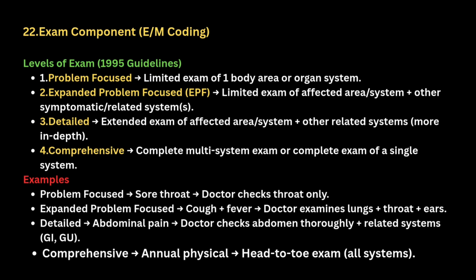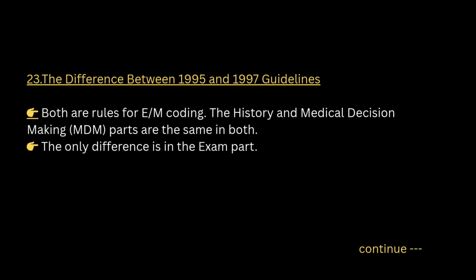And when you come to the level of exams, we have the 1995 guidelines as well as the 97 guidelines. In the 1995 guideline, problem focused means only one body area or organ system will be examined. Expanded problem focused is a limited exam of the affected area plus other symptomatic areas. Detailed means extended, that is the affected area plus other related areas more in depth.